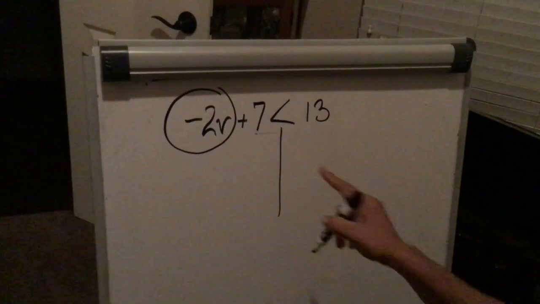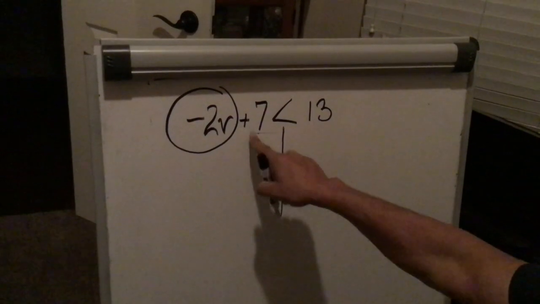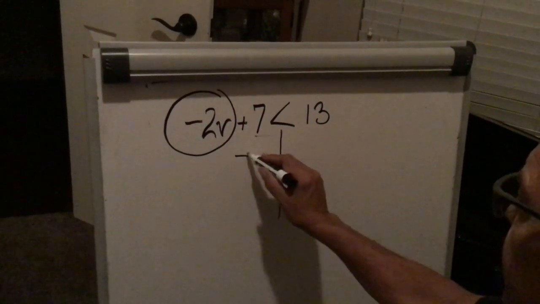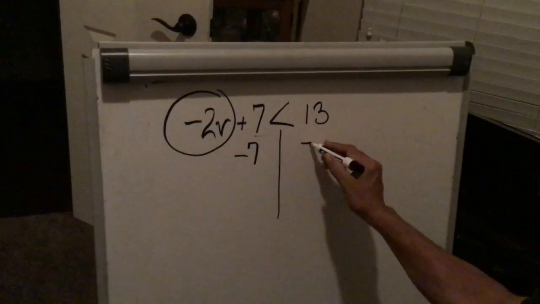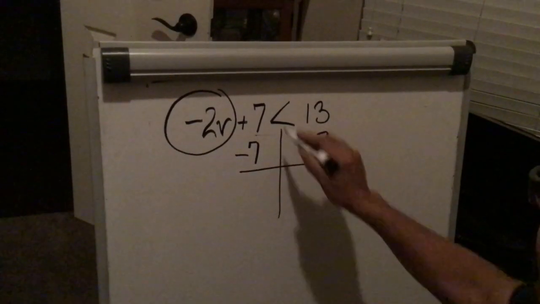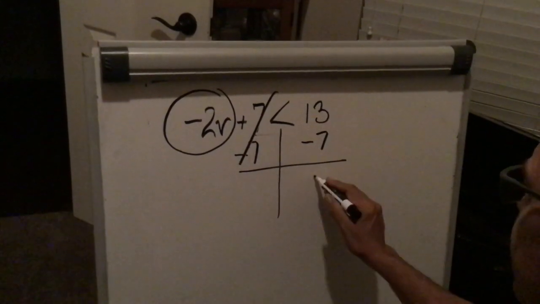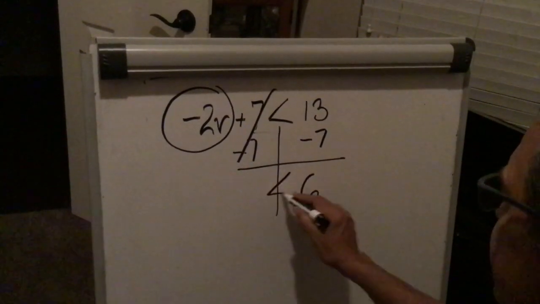So my first step would be eliminate the constant. Opposite of adding 7 is subtracting 7. Whatever I do to one side, I have to do to the other. These cancel out. 13 minus 7 is 6.